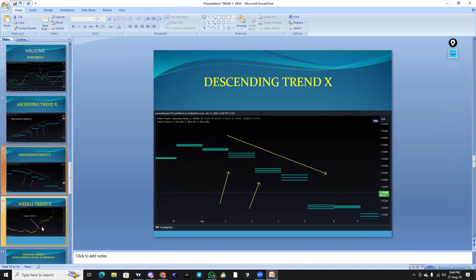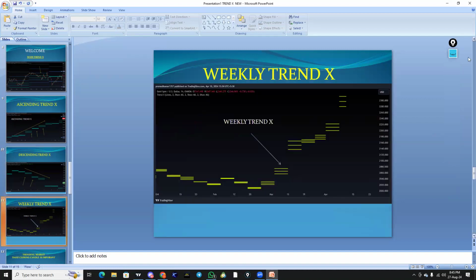Okay, so now the weekly. The weekly looks exactly the same. Here we can see the weekly is trending. Every week the market is making a new high. This is how it looks. Only when candles are above the weekly, we are planning only long positions. Remember that: the weekly will give us the direction, and the daily trend X will give us the trade opportunities.